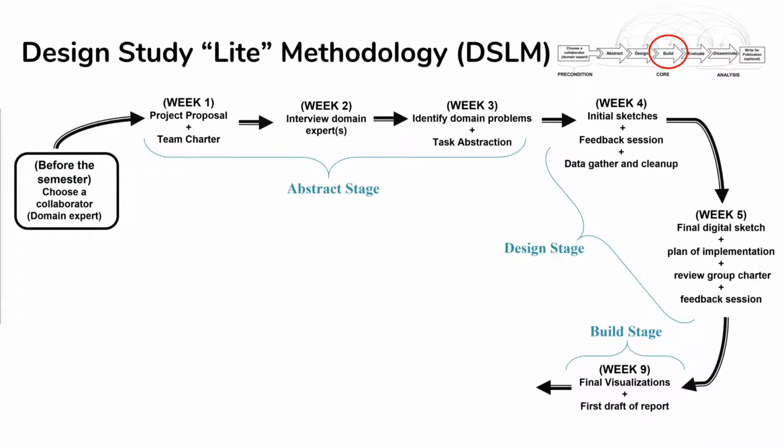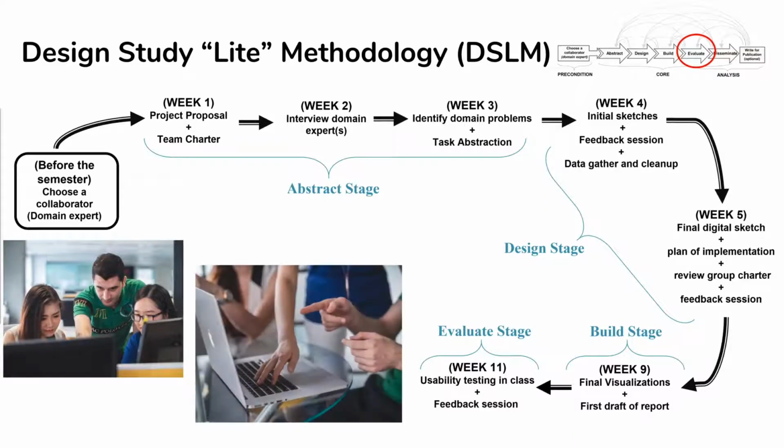Coming back to the DSLM timeline, the next stage is stage 5, where a full-scale evaluation is not feasible to complete within the time frame of the semester, so a qualitative usability study is performed in the class by each team to improve their visualizations.